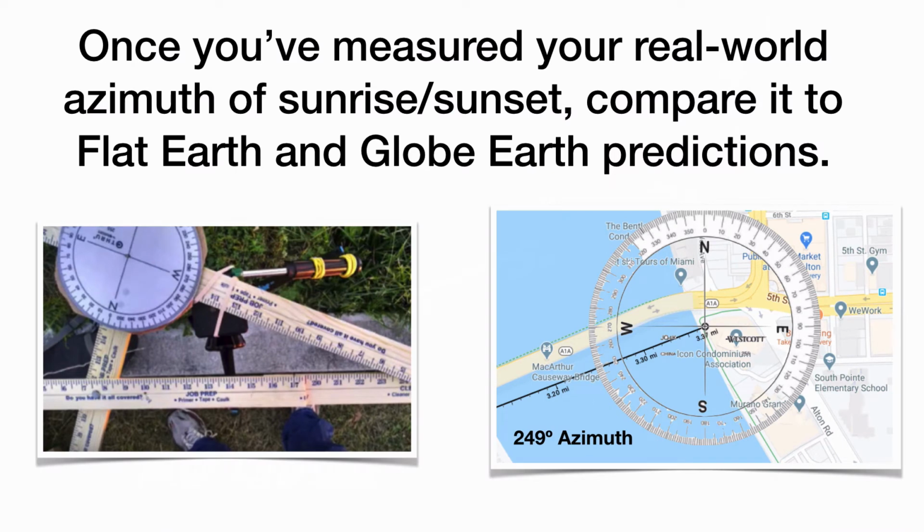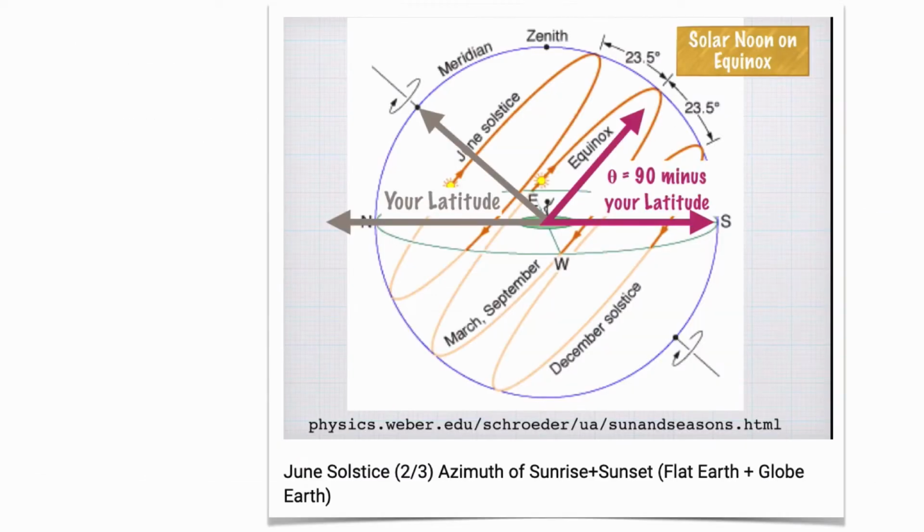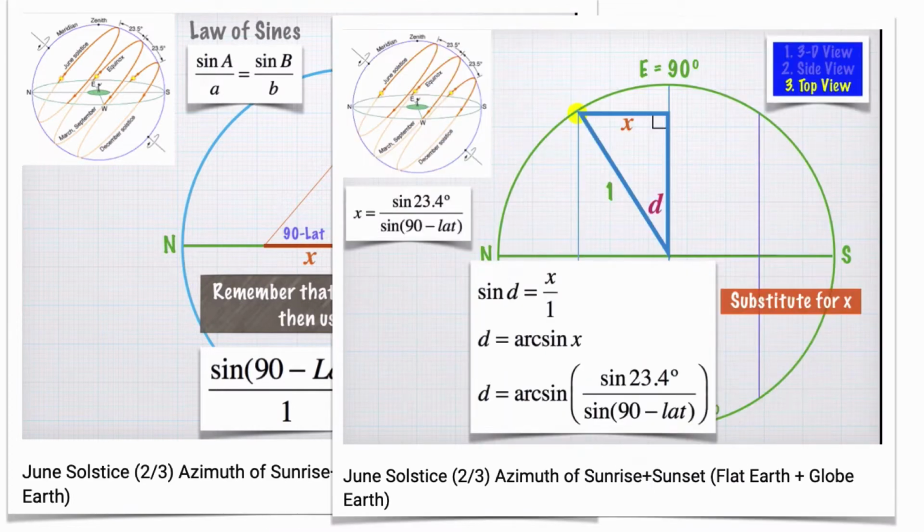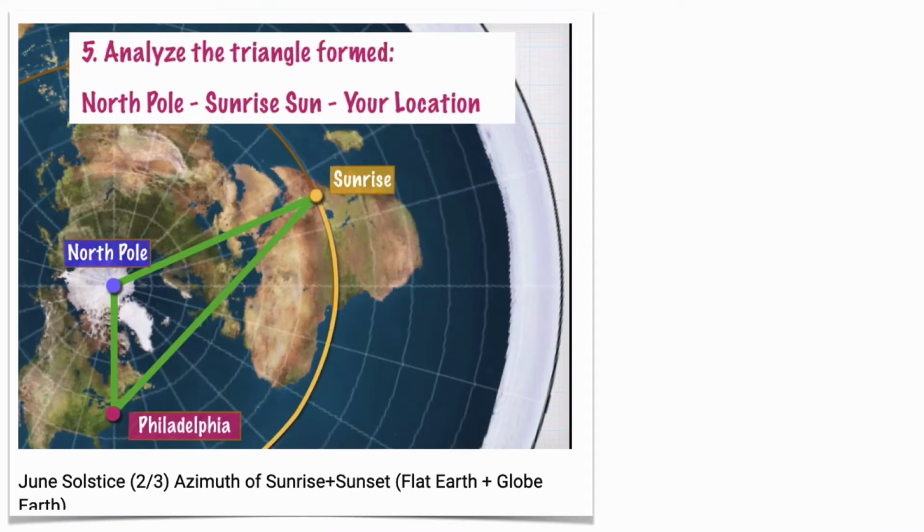So regardless of how you've measured the real-world azimuth of sunrise and sunset, again, this requires you get outside and measure this stuff in the real world. Now we're going to compare it to flat Earth and globe Earth predictions. Now, the math is going to get really ugly. I'm not going to go through the math here. It involves a lot of trig, mostly using sine and also arcsine, or inverse sine, and you can estimate the angle of sunrise or sunset.